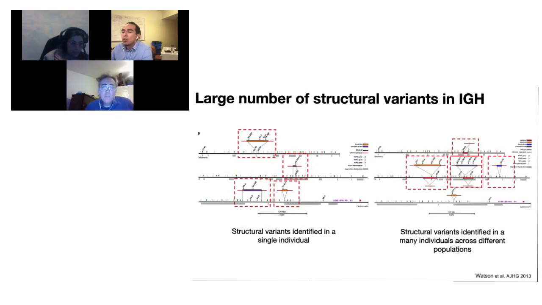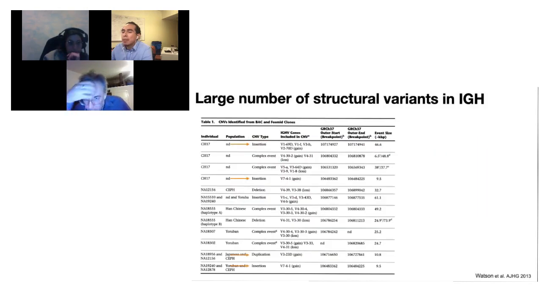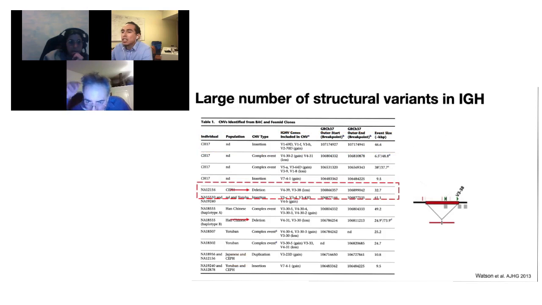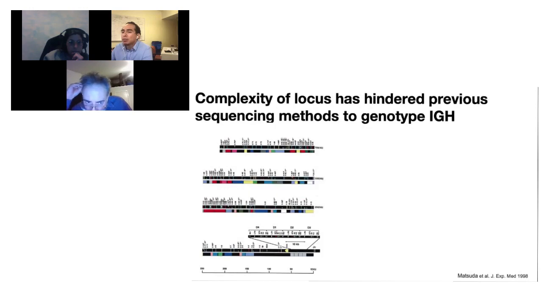When individuals from different populations were screened for structural variants, several additional structural variants were identified. These include insertions, such as a 46.6 kb insertion that introduces 3 genes into the locus, genes 169D, 169-2, and 170D. Large deletions, such as the highlighted 32.7 kb deletion, and other complex structural variants.